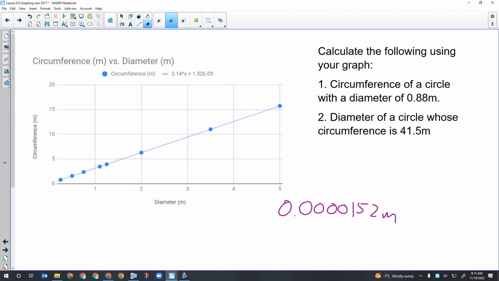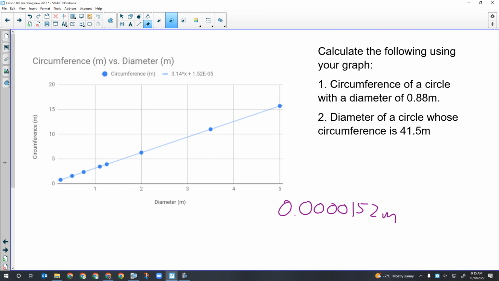That y-intercept should be what? What's the circumference of a circle with no diameter? 0. The y-intercept for this graph should be 0. But because Google Sheets doesn't hold all of the decimal places for pi, because it would just have too many decimals, it goes on forever, it's actually saying there is a circumference. There really isn't. That's just a rounding error.